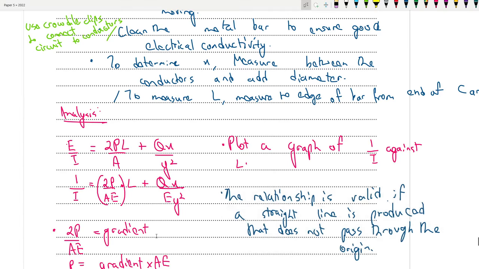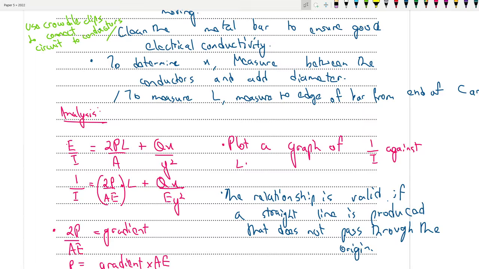Next, to get the last 2 marks, we need to tell them how we get P and Q, since they wanted it in the question. So we know that 2P by A is the gradient, right? So P is actually equal to gradient into AE by 2. We also know that Qx divided by EY square is the y-intercept. So Q is actually equal to the y-intercept into EY square divided by x. That is all.